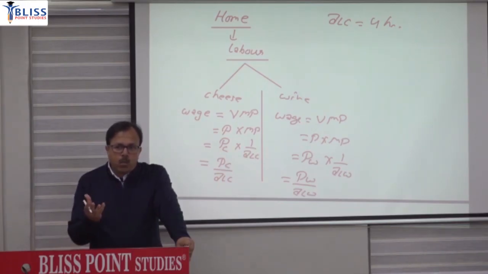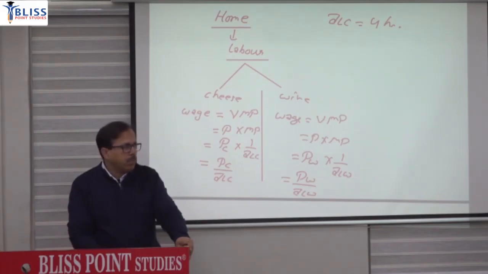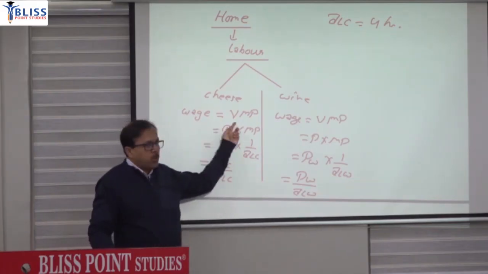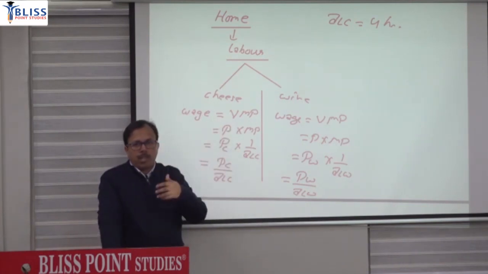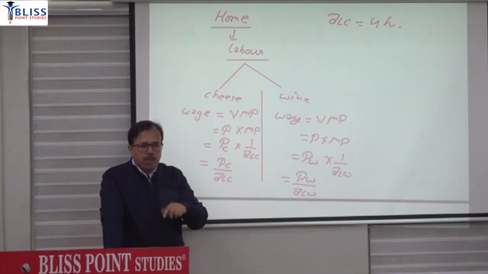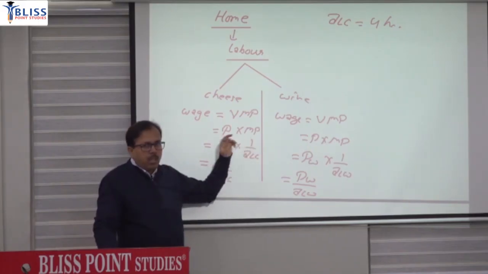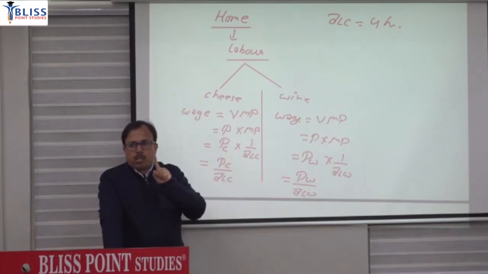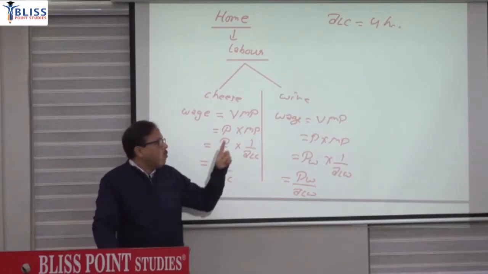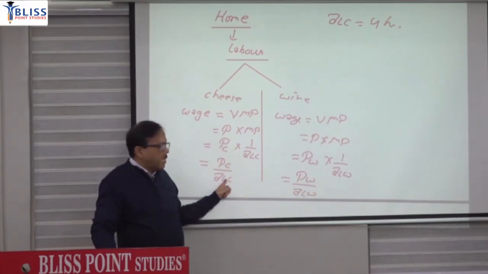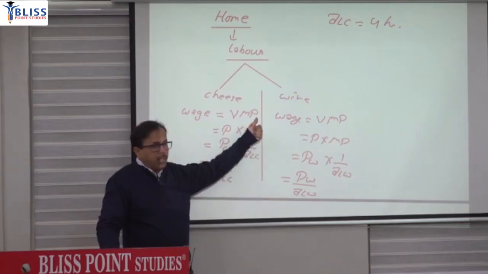Okay, since it is an old model, it is assuming perfect competition. Therefore, under perfect competition, workers are paid wage equal to value of marginal product. And what is value? To get value, you multiply the marginal product with the price. And what is marginal product? How much quantity you produce in 1 hour. So in 1 hour you will produce 1/ALC multiplied by price. So PC by ALC is wage in cheese, and PW by ALW is wage in wine.